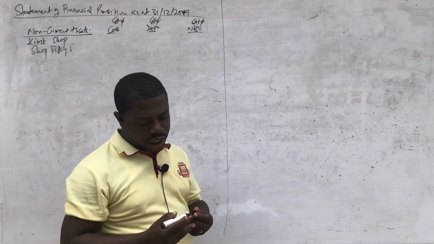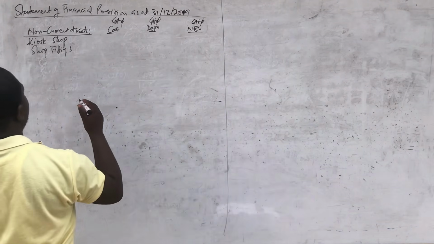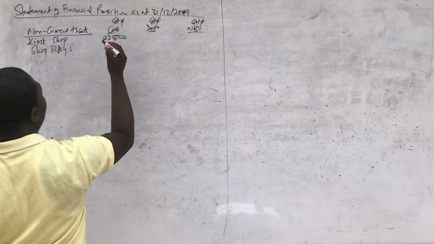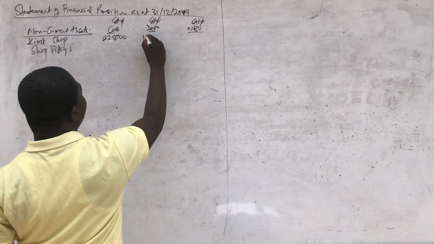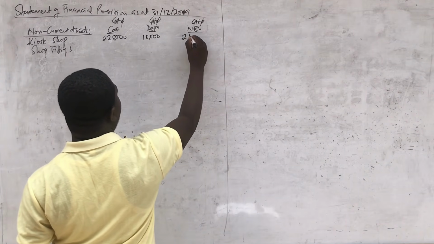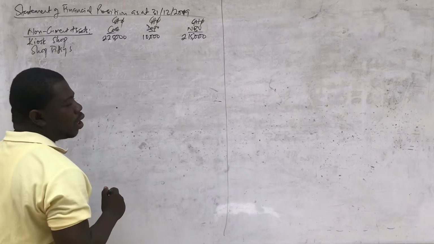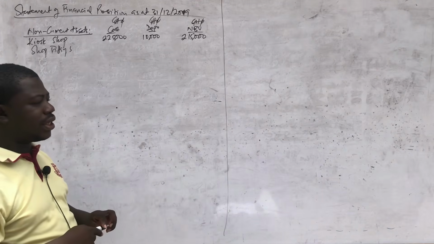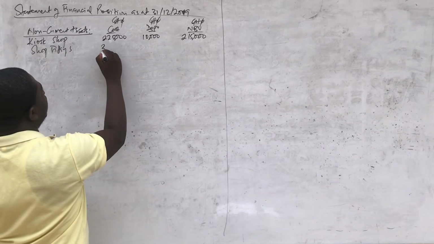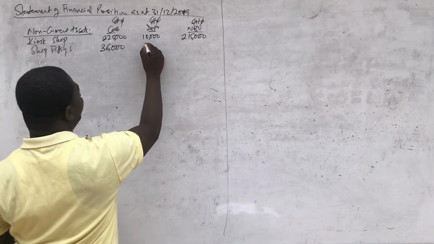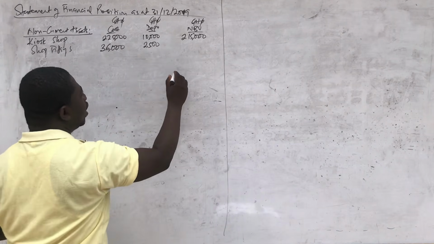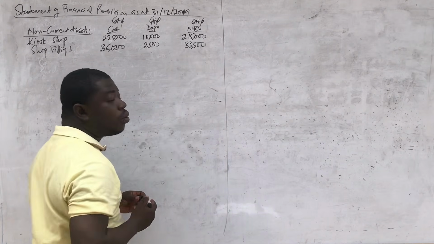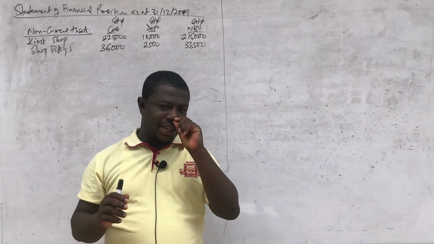Now, the kiosk shop had a total cost of 225,000, sorry. And then there was a depreciation of 10,000, giving us a final balance of 215,000. When it comes to the shop fittings, there was 26,000, but we bought an additional 10,000. So the total cost for shop fittings will be 36,000. And then we'll take out the depreciation of 2,500. That will bring us back to the closing balance of 33,500.